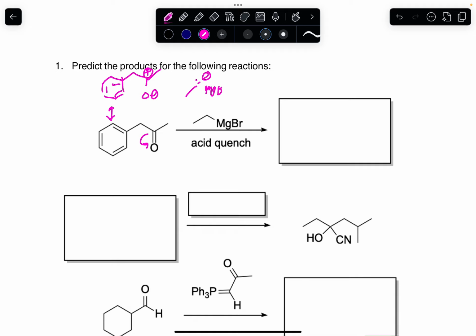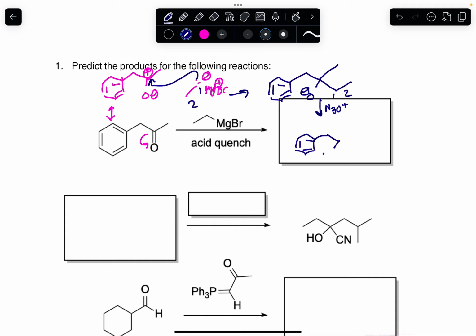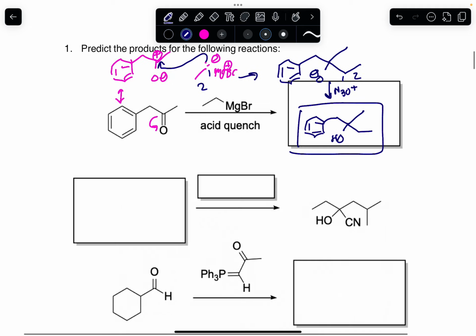Our Grignard reagent here with the lone pair on carbon can go ahead and attack that positive charge from the carbonyl. That'll get us to about this state right here, where we have added 2 carbons. And then we just acid quench it to give the following product. So we'll end up getting this alcohol that's tertiary.